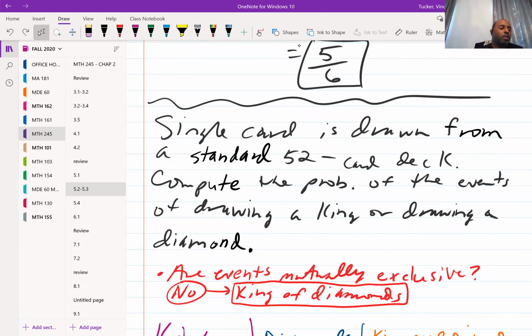So once again, we want to ask ourselves, are the events mutually exclusive? In this case, the answer is no, because there is such a thing as the king of diamonds. So you want to know the probability of drawing a king or drawing a diamond. But once again, we don't want to count any card more than once. And there is a card that is a king and is a diamond, and that will be the king of diamonds. So these events are not mutually exclusive. So we are going to have to think about that subtracting piece.